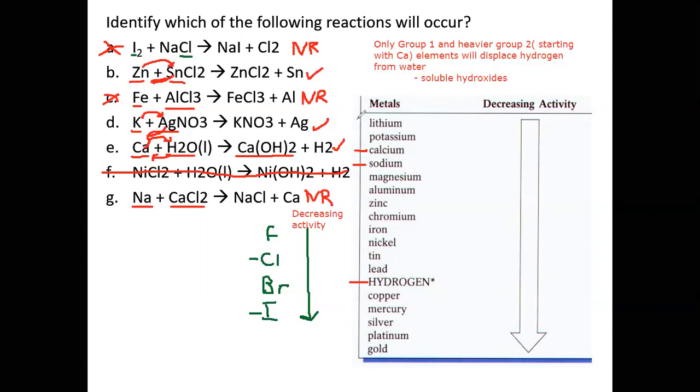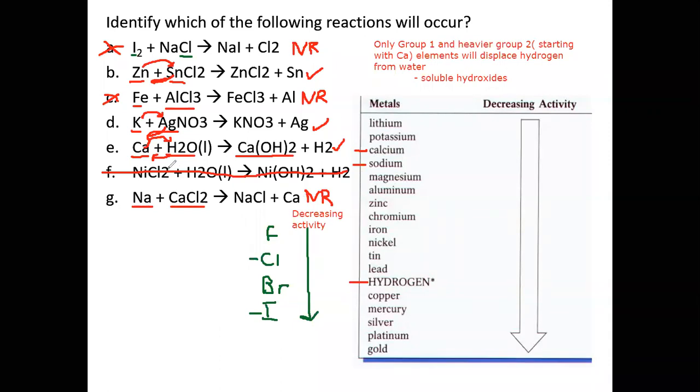So again, this is how you use the activity series to determine whether a reaction will occur or not. And for those that involve water, now it's water, not an acid. If it's an acid, then you can use the activity series. But with water, you have to remember group 1 and heavier group 2 elements will displace hydrogen from water.